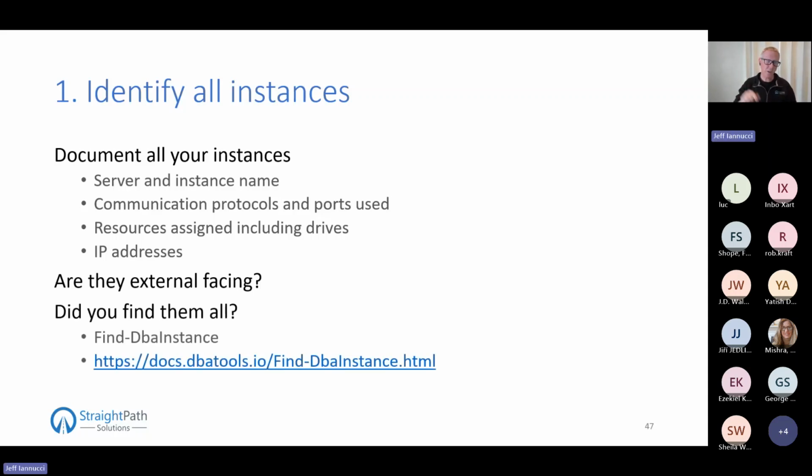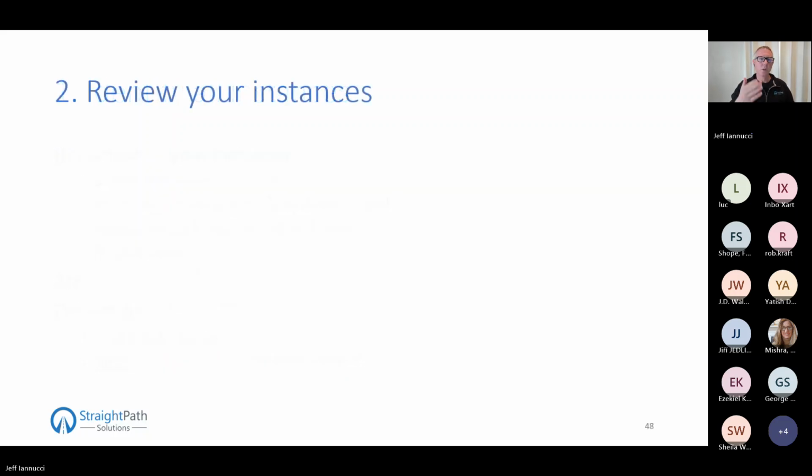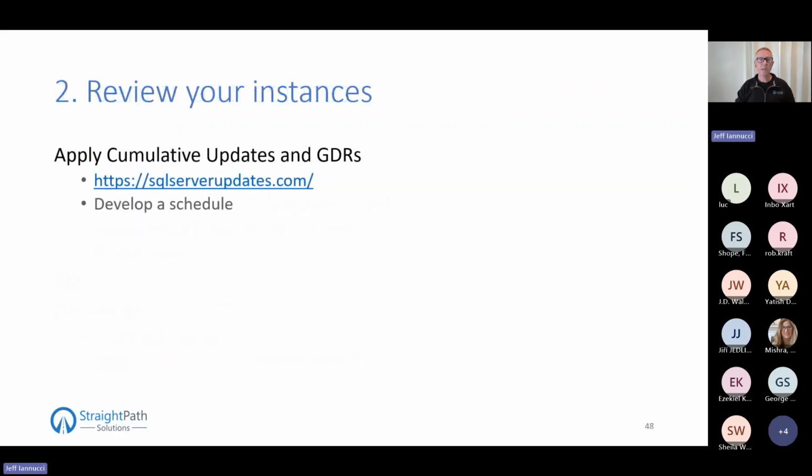And if you didn't find them all, there are tools. This is a PowerShell tool called Find-DbaInstance, which will help you find all the SQL Server instances you have installed in your environment, assuming you have adequate permissions to discover that. Very helpful when people say, oh yeah, I forgot about that instance or that server. Review your instances. After you've got that information, now look and see, do any of these need updating?